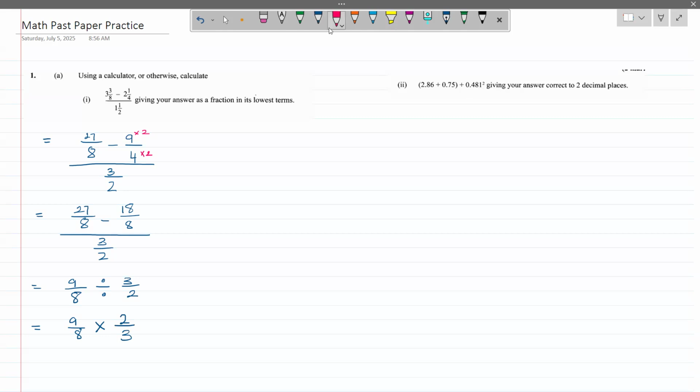And we're going to cancel. We can cancel here. 3 into 3 will give us 1. 3 into 9 will give us 3. We can cancel again. 2 into 2 will give us 1. 2 into 8 will give us 4. That's going to leave us with 3 by 1 to give us 3, and 4 by 1 to give us 4. So our answer for this question is going to be 3/4.